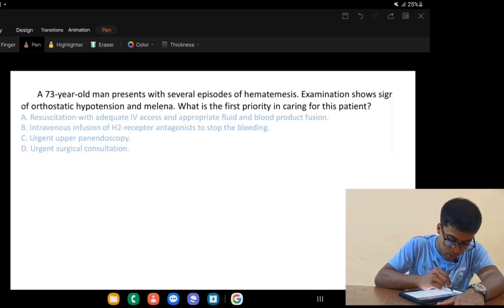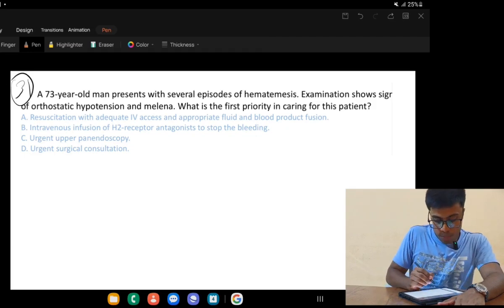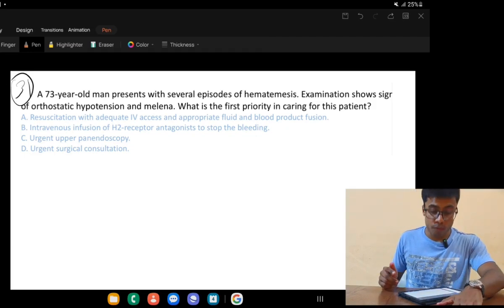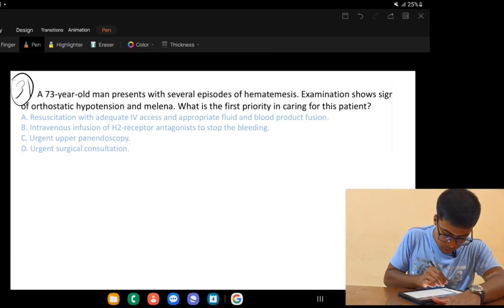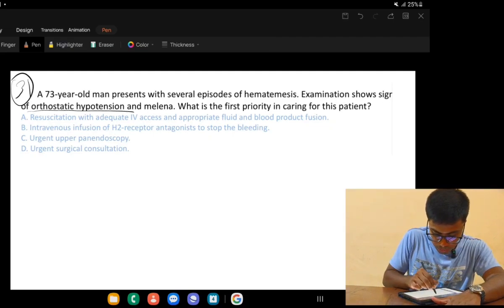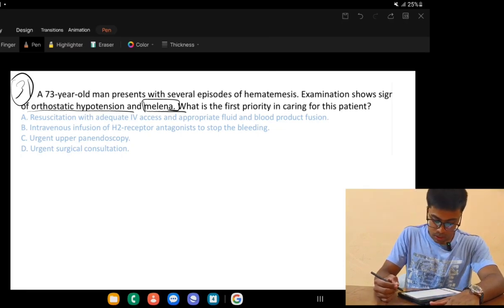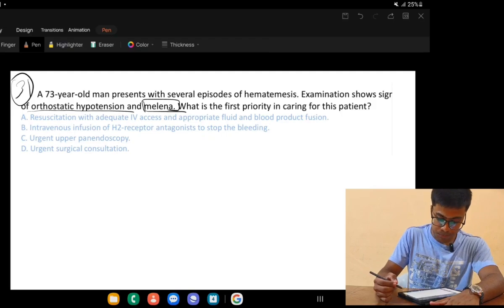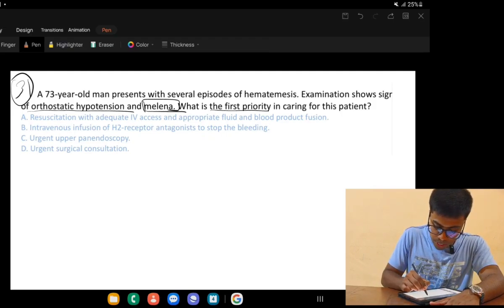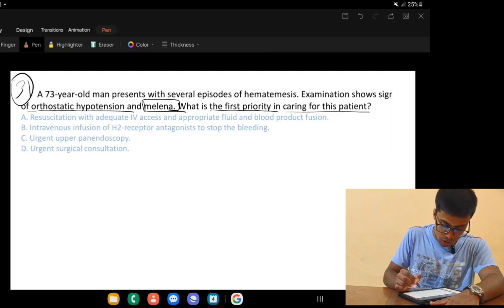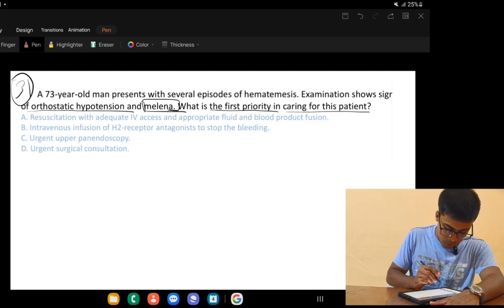Now coming to question number 31. A 73-year-old man presents with several episodes of hematemesis. Examination shows signs of orthostatic hypotension and melena. Whenever there is melena, you should tend to answer upper GI bleed. What is the first priority in caring for this patient? So what should be the first priority?